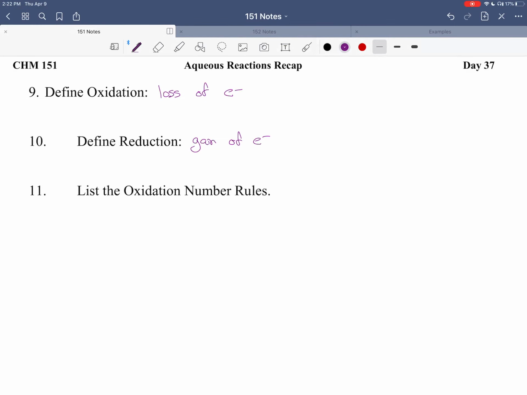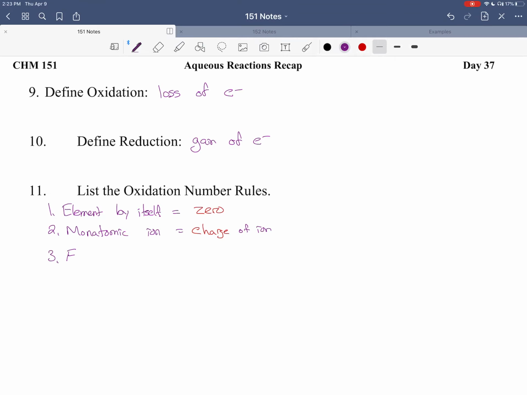All right, the oxidation number rules. When we do this, what are the rules? Number 1, an element by itself is equal to 0. Number 2, a monatomic ion equals the charge of the ion, because it's one atom that's a charge.